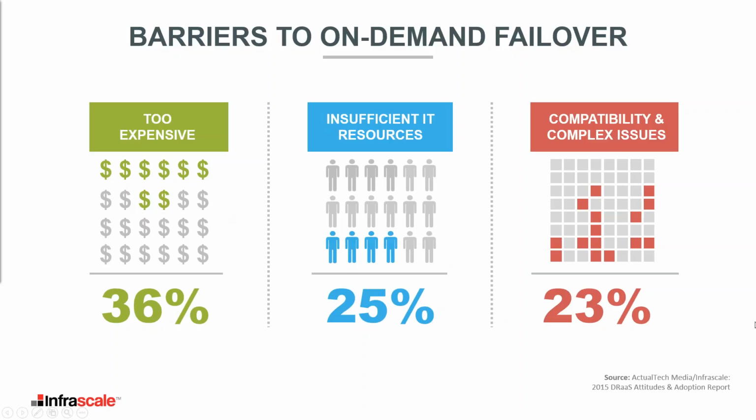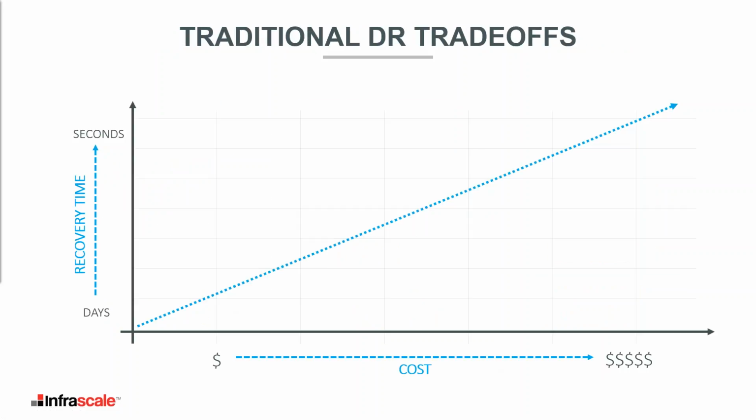Okay, let's take a look now. The barriers to failover are that it's too expensive, insufficient IT resources, and compatibility issues. I'm going to touch on all these points so that we can all get on the same page and see how on-demand failover really isn't too expensive. It fits in the budget, it works with the IT resources that you currently have, and it is very simple and easy to use, no complex issues involved. So with that, let's take a look at some of the traditional DR trade-offs.